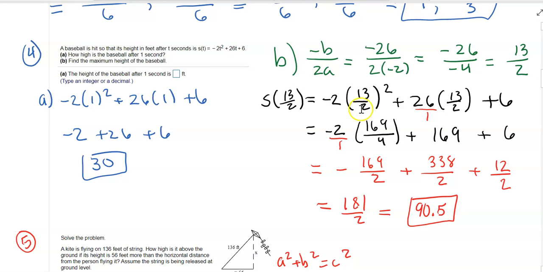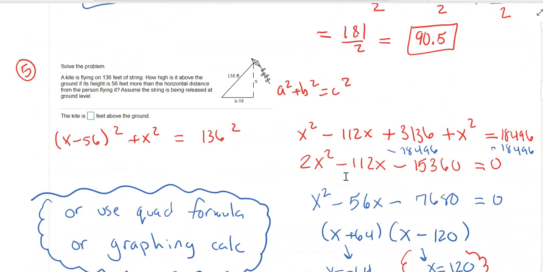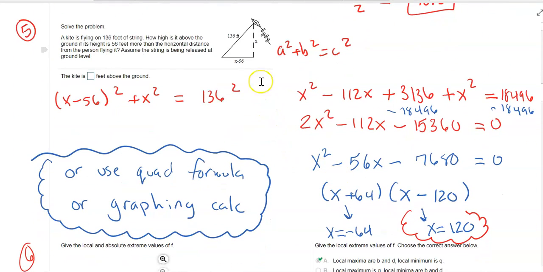There are lots of different ways to do this with your calculator. If you need to know how to do that, by all means ask. So just run through and get 90.5. If it had asked for a fraction, I would have had to put 181 over 2. Since it asked for a decimal, I simply put in 90.5.